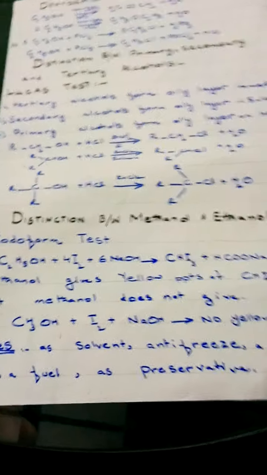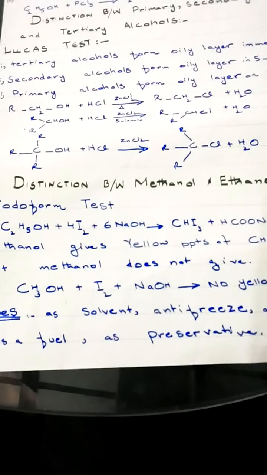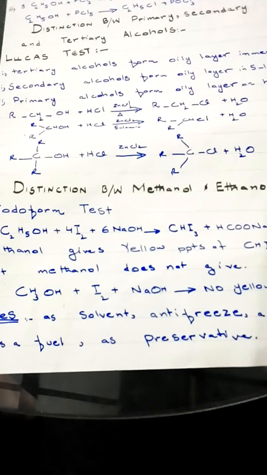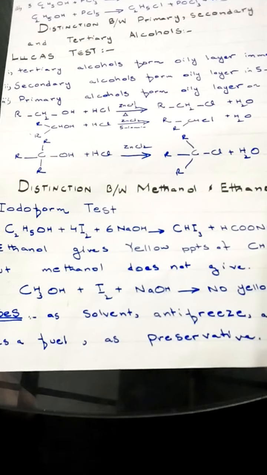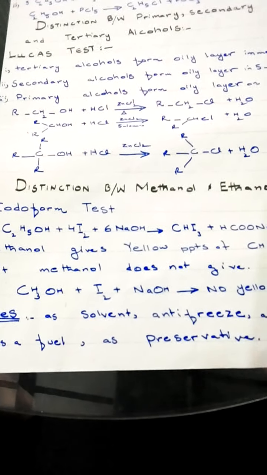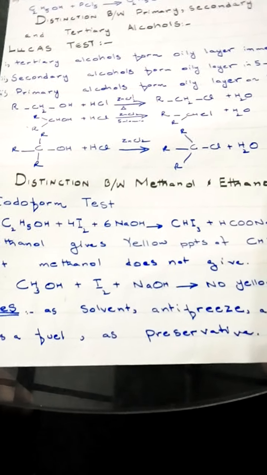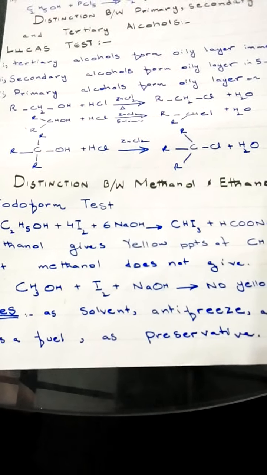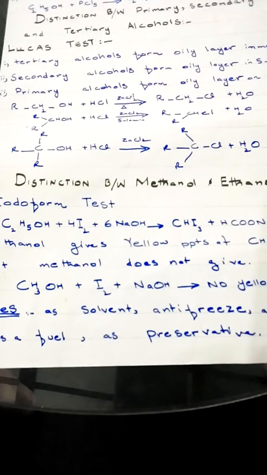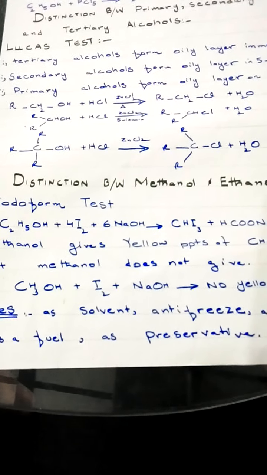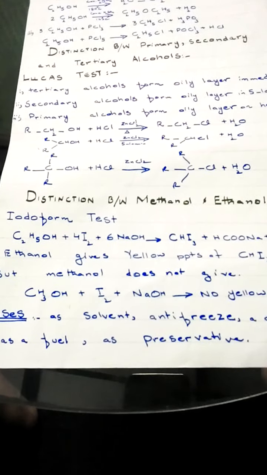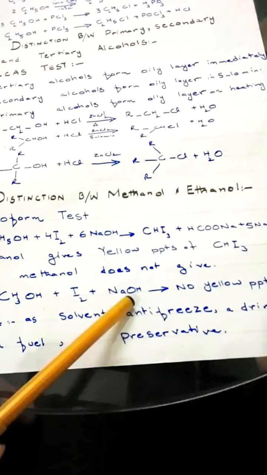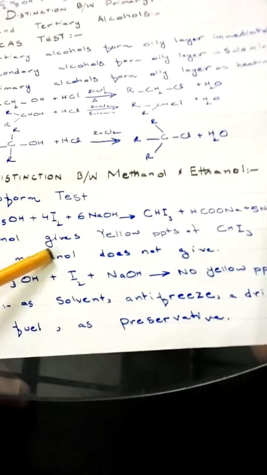Distinction between methanol and ethanol. Now we will discuss how can we distinguish methanol from ethanol, and for this distinction the iodoform test is performed. What is the iodoform test? In this test, alcohol is treated with iodine in the presence of NaOH, then yellow crystals of iodoform are formed with ethanol. Only ethanol gives this reaction and yellow crystals of iodoform are formed. And in case of methanol it does not give this reaction. CH3OH plus iodine plus NaOH, no yellow precipitates, and this test is used for distinction.